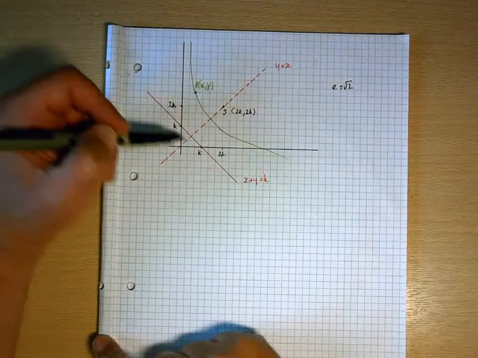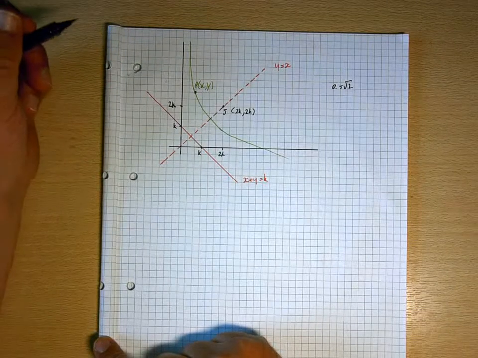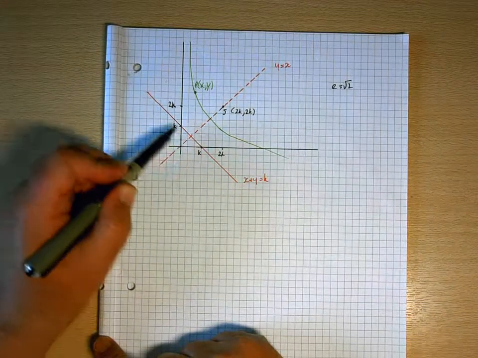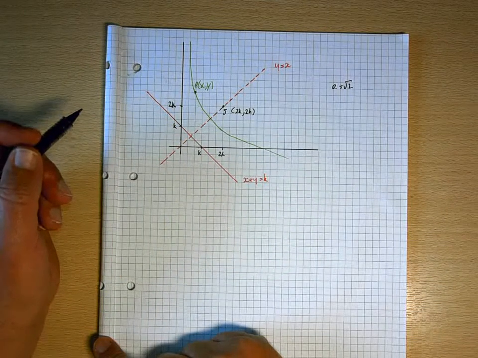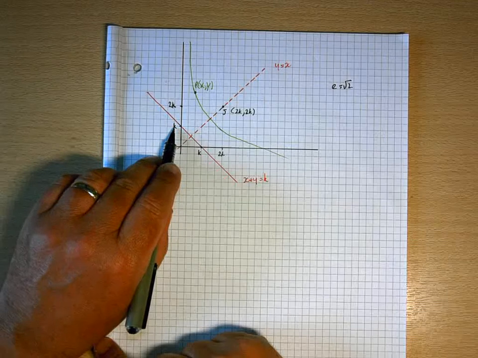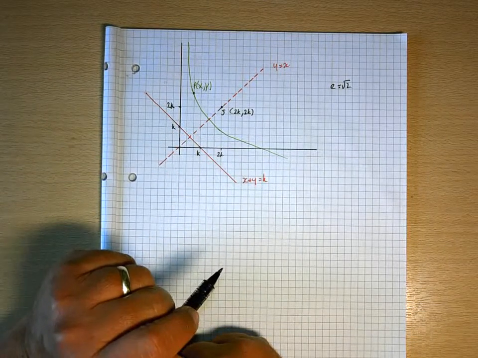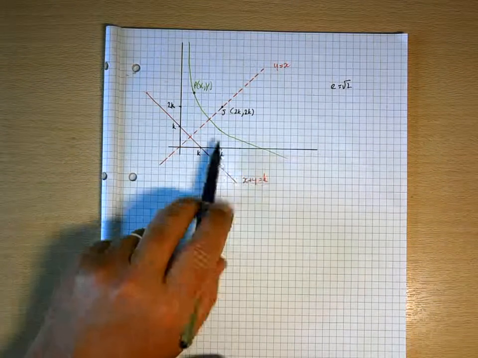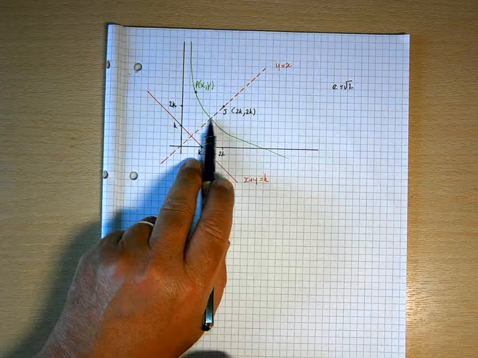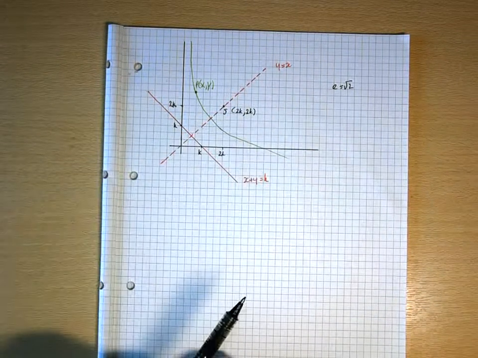So on the graph, the green curve there is the hyperbola that we're working with. We're told that the directrix is this line x plus y equals k. So it's going through the k coordinate on the y-axis and the k coordinate on the x-axis as well. And the focus, which is 2k comma 2k, is lying on the line y equals x.